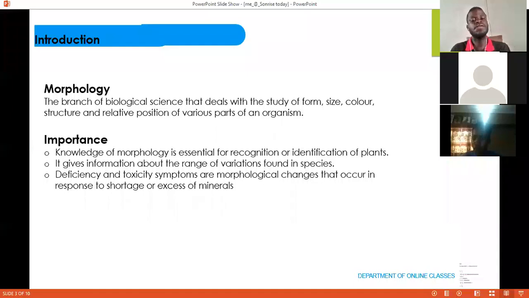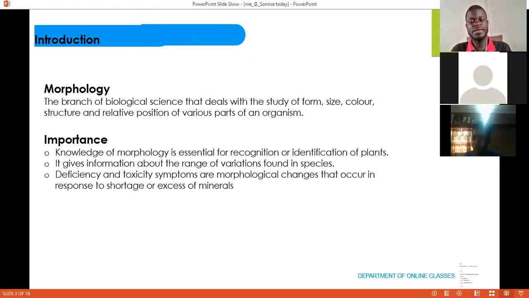All right. Now, morphology also gives information about the range of variations found in a particular plant species. So when we see different types or different varieties of the same species, let's take cassava for instance, we see different morphology. Morphology helps us to know how different the Manihot utilissima is from the Manihot esculenta, based on some of the features that we shall be looking at very soon.